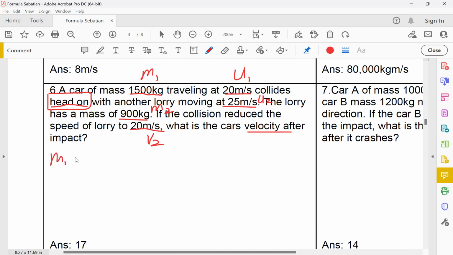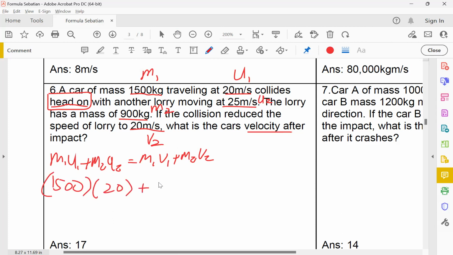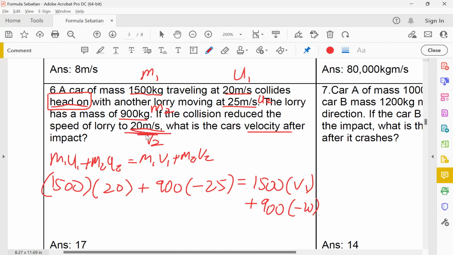The formula is M1U1 plus M2U2 equals M1V1 plus M2V2. So I substitute all the information in right now. It's going to be 1,500 multiplied by 20 plus 900 multiplied by negative 25, equals 1,500 times V1, since I don't know the car's speed, plus 900 multiplied by negative 20. Because it only slowed down to 20, I must assume that it is still moving in the same direction. From here, try to redo your calculation again and see if you can get 17.